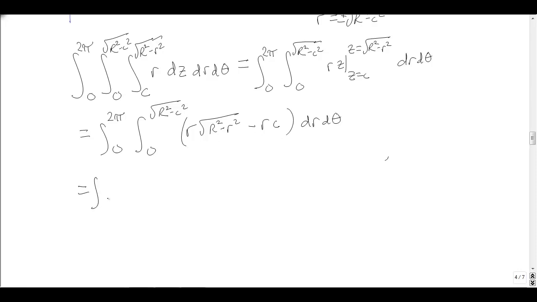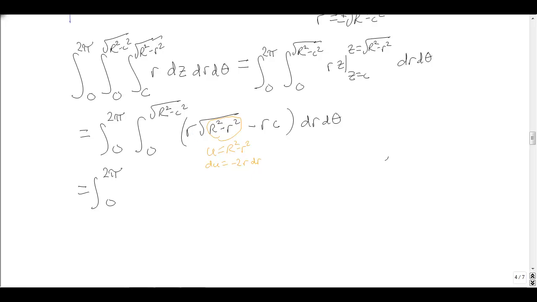What I can do now is integrate the square root of capital R squared minus lowercase r squared, times r, by letting u equal capital R squared minus lowercase r squared. Then du is negative 2r dr. So I have my dr, I have this r, and I need a negative 2.